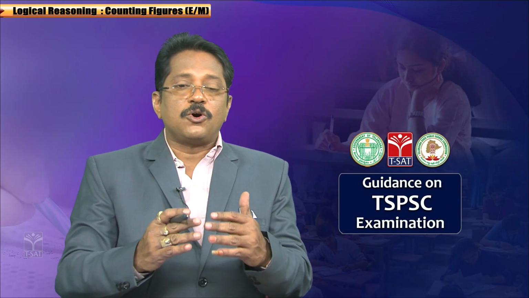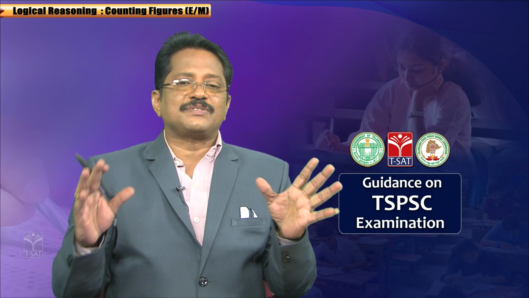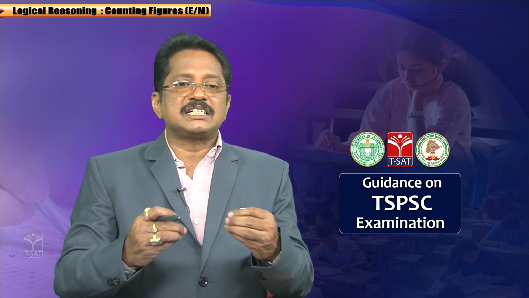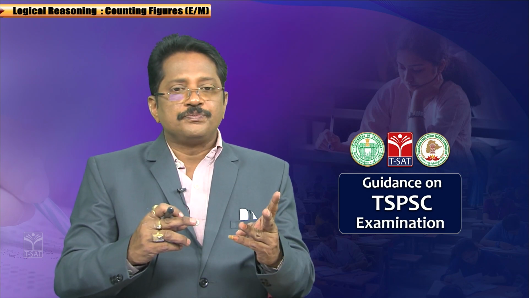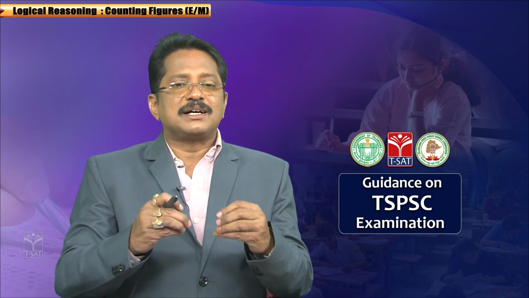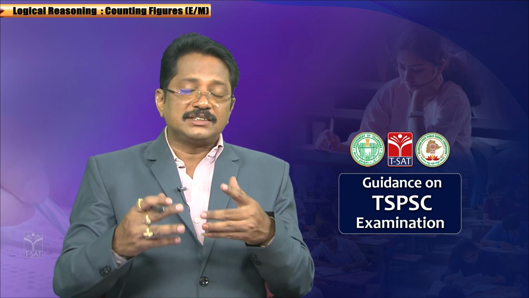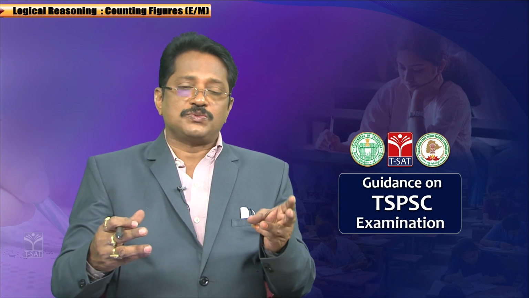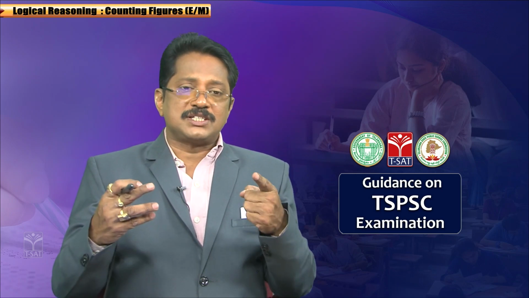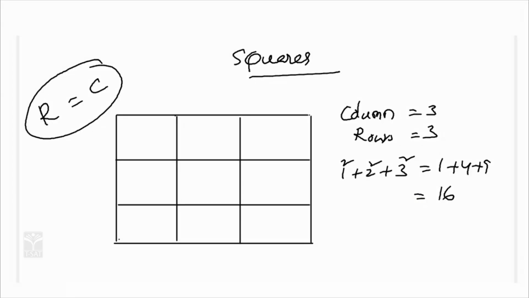If the rows and columns are the same, simply what you have to do is sigma n square. I said sigma n square is the formula. Here there are 2 rows and 2 columns, sigma 2 square, which means 1 square plus 2 square. If there are 3 columns and 3 rows, sigma 3 square, 1 square plus 2 square plus 3 square. 1 square is 1, 2 square is 4, 3 square is 9. 1 plus 4 plus 9 is nothing but 14.